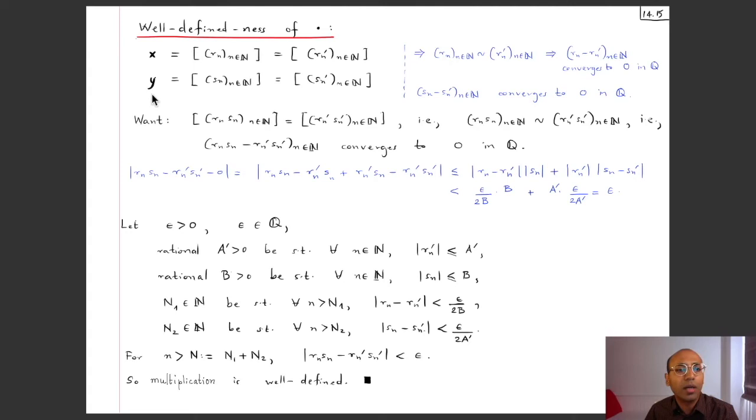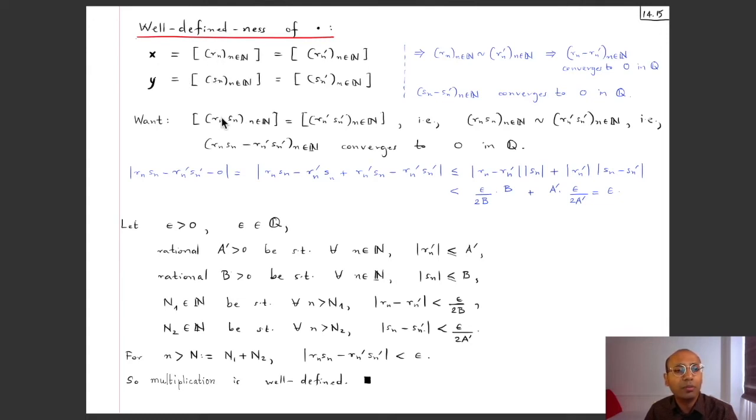And similarly, let y be another real number which is the equivalence class of a Cauchy sequence in Q. Let's call it Sn, and let's suppose that Sn prime is another Cauchy sequence in Q which belongs to the same equivalence class. Now, since Rn is related to Rn prime, we know that the sequence Rn minus Rn prime converges in Q to 0. And similarly, since Sn is related to Sn prime, we know that the sequence Sn minus Sn prime converges in Q to 0.